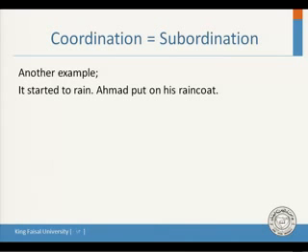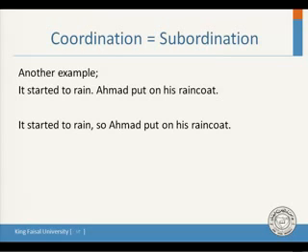It started to rain. Ahmed put on his raincoat. Actions. Number 1, it started to rain. Rain started to fall. What did Ahmad do? He put on his raincoat, his jacket or raincoat. Rain, put on jacket. Two actions. One happened before the other.